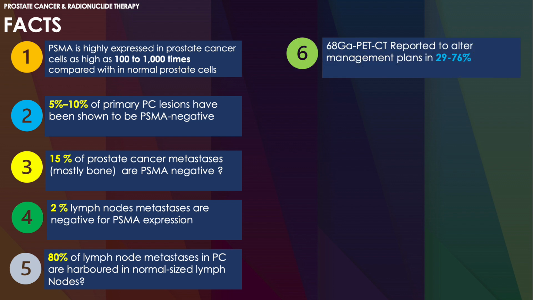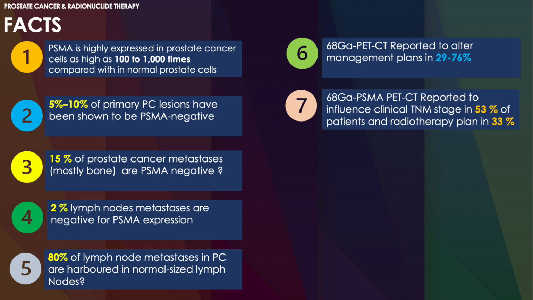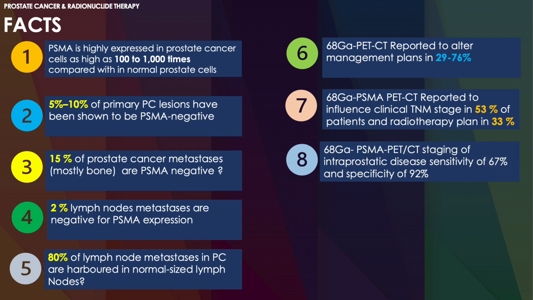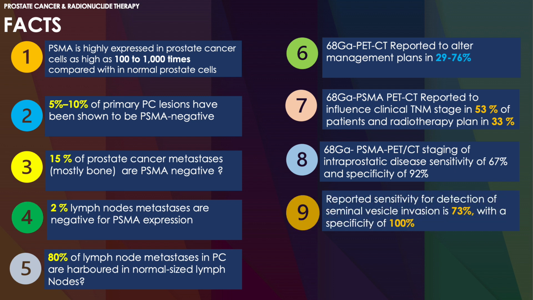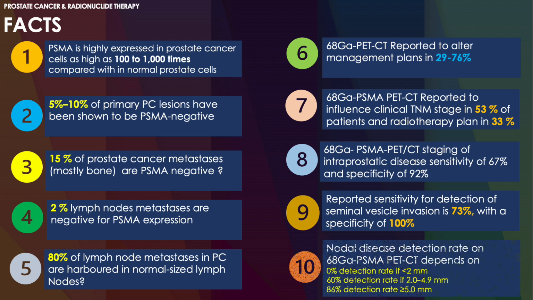Gallium PSMA PET CT is reported to change the management plan in approximately 30 to 75% of patients. Gallium PSMA PET CT is reported to influence clinical TNM staging in approximately half the patients, and also the radiotherapy plan in about a third of patients. Gallium-68 PSMA PET CT is useful in staging intraprostatic disease, with sensitivity of approximately 67% and specificity of 92%. Reported sensitivity for detection of seminal vesicle invasion is approximately 70%, with specificity equaling 100%.